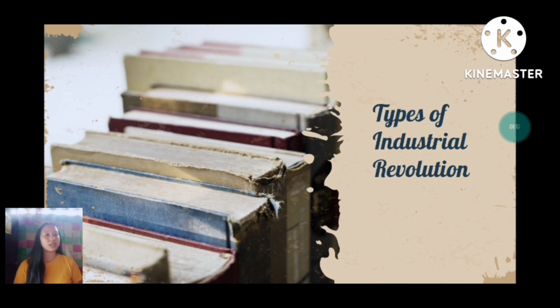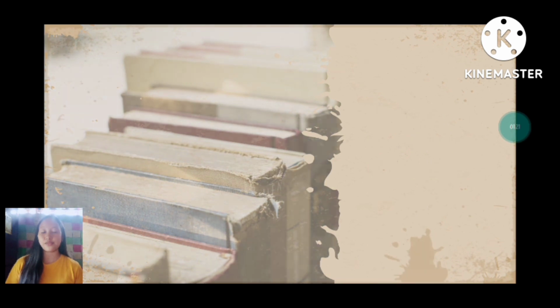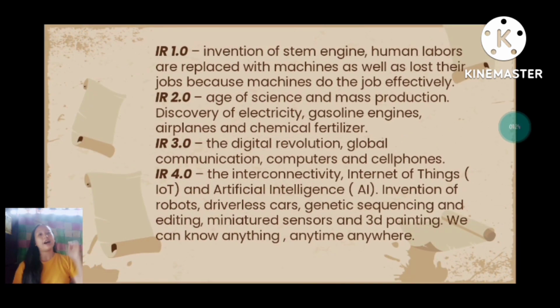Let's identify what are the types of industrial revolution. There are four types of industrial revolution, and this is the IR 1.0, IR 2.0, IR 3.0, and IR 4.0. So in IR 1.0, it is the invention of steam engine. Human laborers are replaced with machines as well as lost their jobs because machines do the job effectively. So in this industrial revolution, it is the start of the discovery of steam engine.